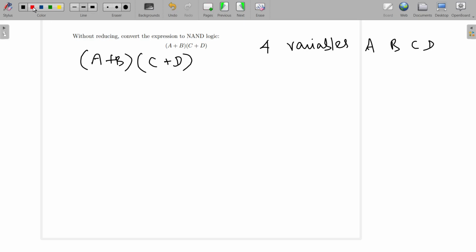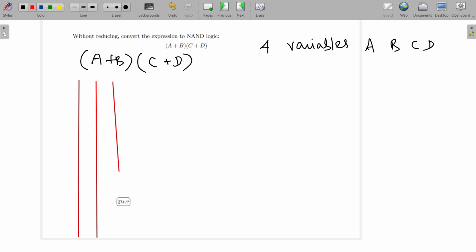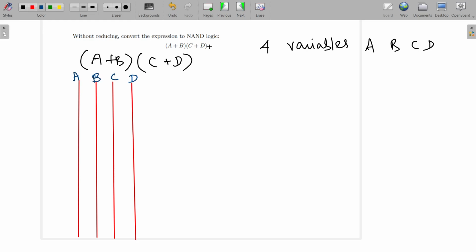So we need to draw four lines as the input lines. This is for A, this is for B, and this is for C and D. So we name the lines: A line, B line, C line, and D line. Without going directly for the NAND logic, first we will implement this expression using basic gates. Then these basic gates will be converted into NAND gates, that is the NAND logic.